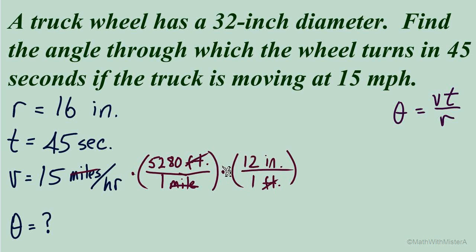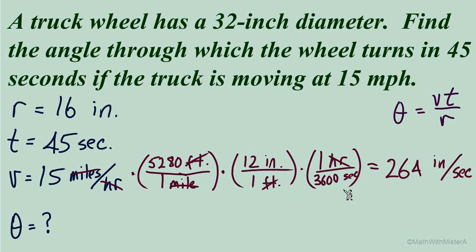So a quick survey of what units are left. I'm still looking at inches per hour, and I need to get my hour down to seconds. The hour is in the denominator, so I need to cancel it with hour up in the numerator. And I know 1 hour equals 3,600 seconds. So the hour units are gone, and we're left with inches per second. I need to take this 15, multiply it by each number in the numerators, and divide by each number in the denominators. Actually it turned out to be a nice integer, 264 inches per second.